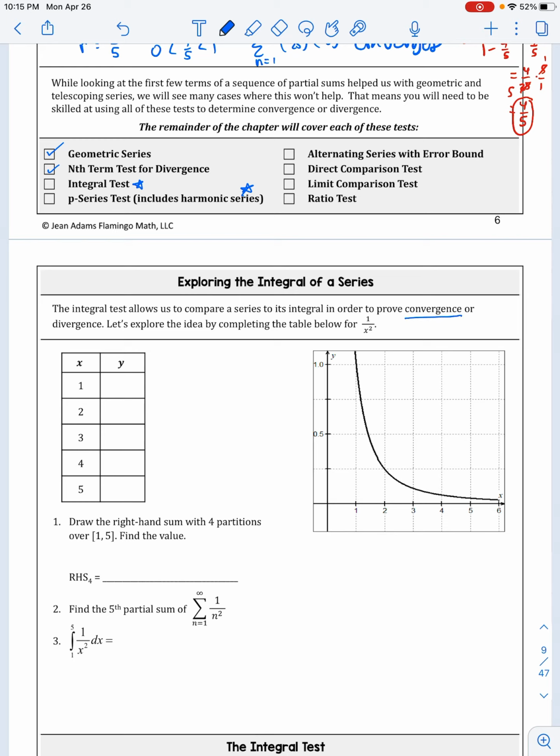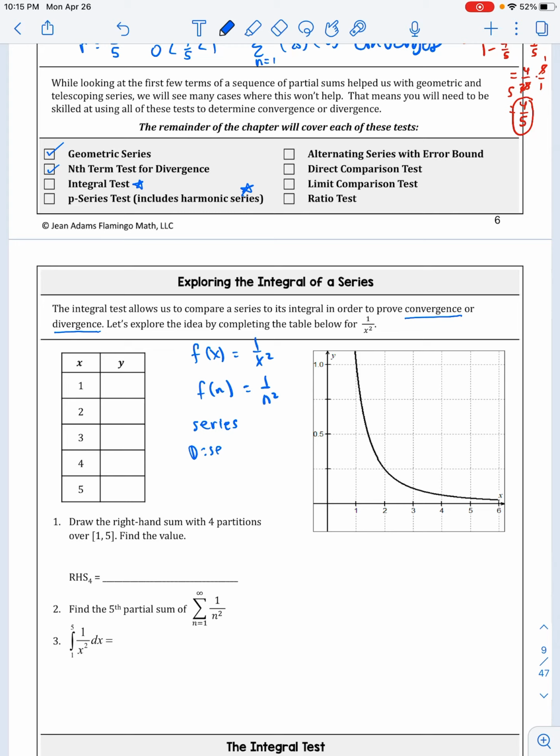The integral test allows us to compare a series to its integral in order to prove convergence or divergence. So we will be able to prove whether a series is convergent or divergent based on the integral that looks just like the series. So let's explore the idea by completing the table below for 1 over x squared. So f of x equals 1 over x squared is a function, okay? And then we're also going to compare it to f of n equals 1 over n squared.